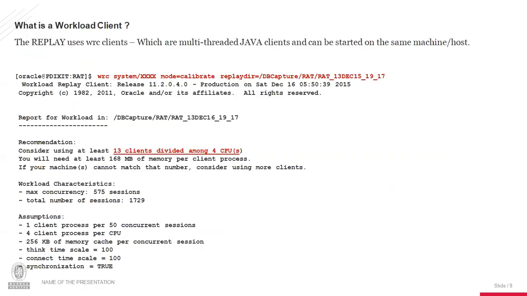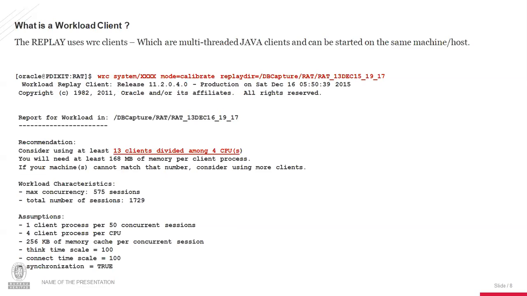The calibration needs to be performed, right? So this is the result. It's now saying consider using at least 3 clients divided among 4 CPUs. Here on the target we have 4 CPUs, and on the source as well we have 4 CPUs. So CPUs are the same, so it's actually asking for 13. It's 13 clients. So it's actually asking to trigger at least 13 different parallel WRC or workload clients in order to perform this parallel replay option.